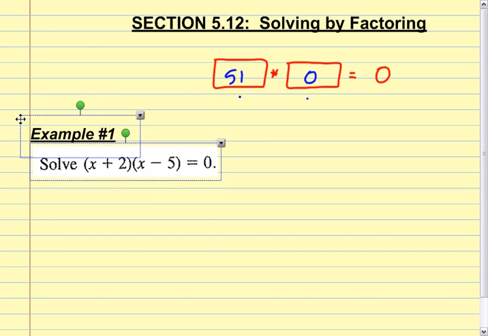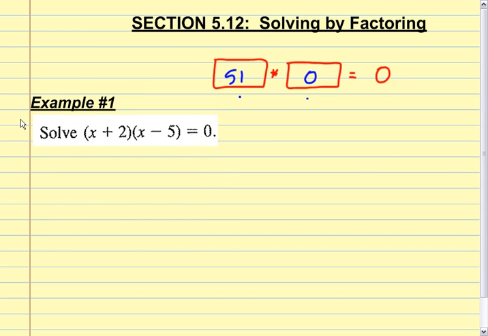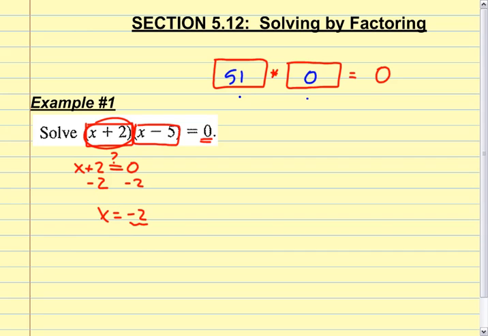I'm going to move it up just a little bit, but again, here's our boxes. This one and this one. They're being multiplied and they equal 0. Now remember what I said. If either one of them equals 0, then the statement's true. Well, let's look at the first one, x plus 2. What makes it 0? If we subtract 2 from both sides, we get x equals -2 makes this thing 0. So this is a solution.